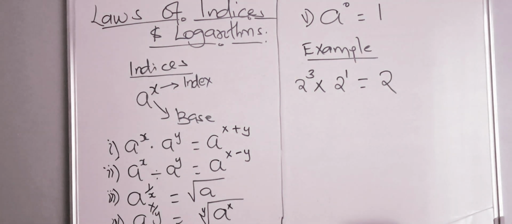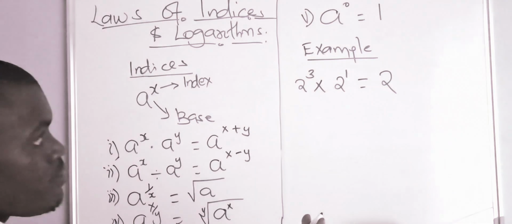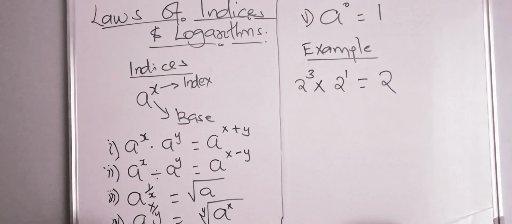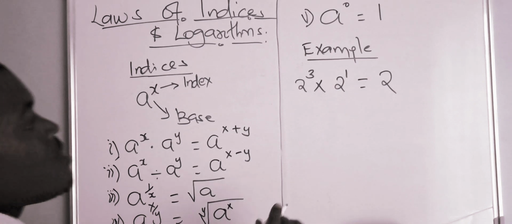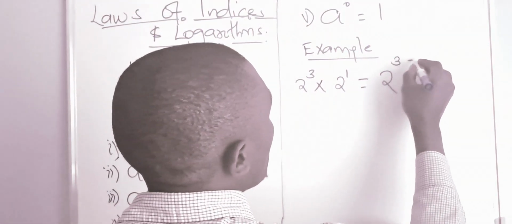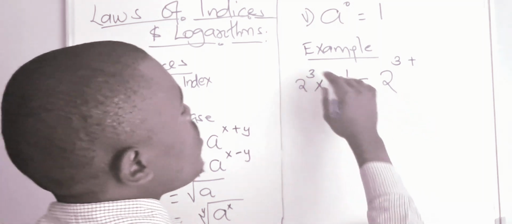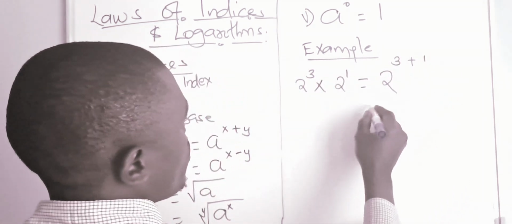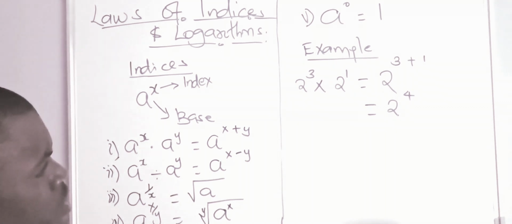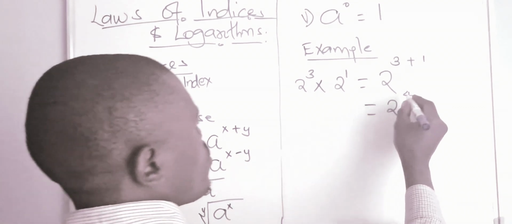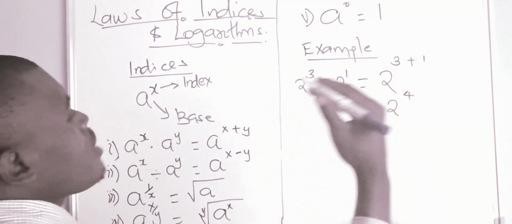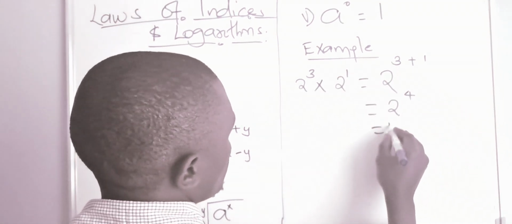Another thing you need to remember is if the bases are the same, we can add the powers. If the bases are not the same, we can't do that mathematics. So it is 2 raised to 3 plus 1, now that it was multiplication, we add the powers. So the answer is 2 raised to 4, which is 2 times 2 times 2 times 2, 16.